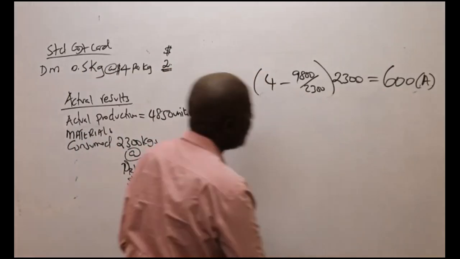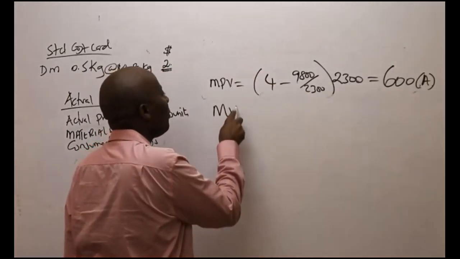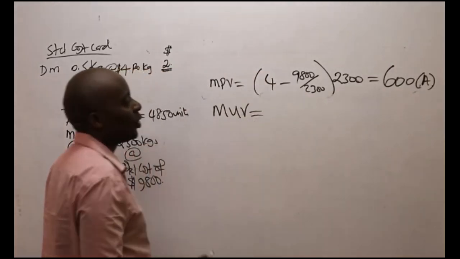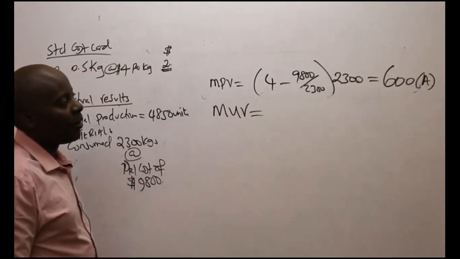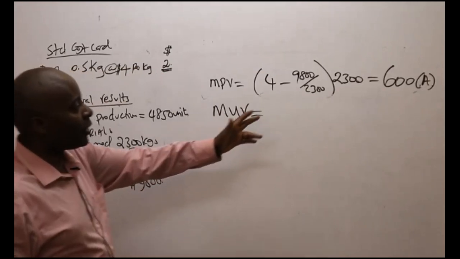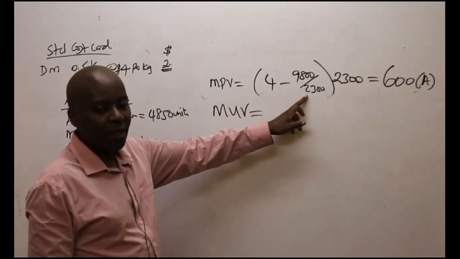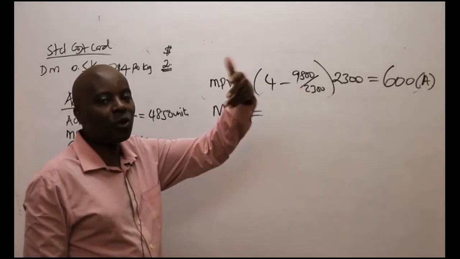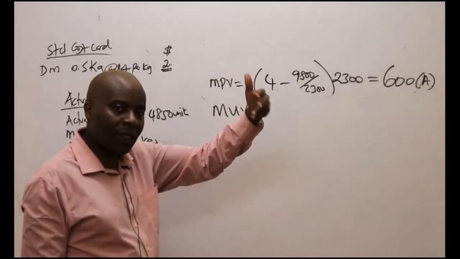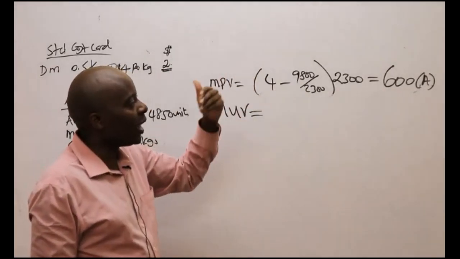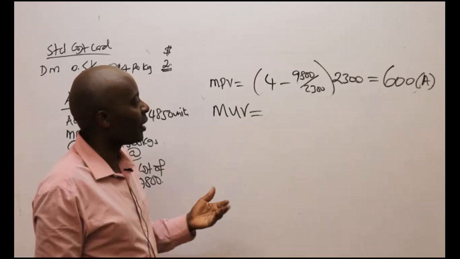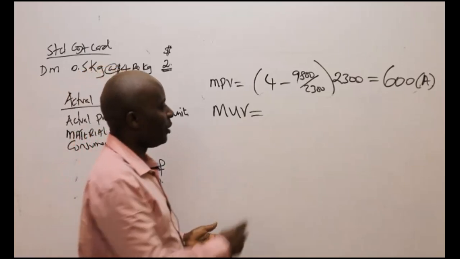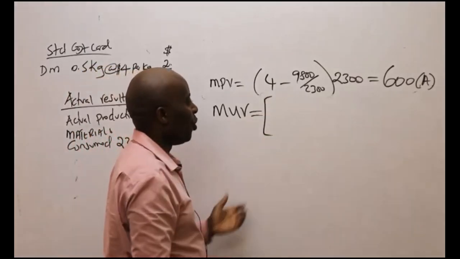Now from there, ladies and gentlemen, straight away go to the material usage variance. Remember, we are saying it's adverse because when you divided this, you must have gotten a figure which is more than 4. Meaning that we actually ended up purchasing these materials at a higher price. So in this case here, material usage variance will be equal to formula.